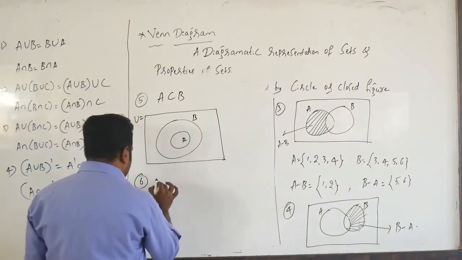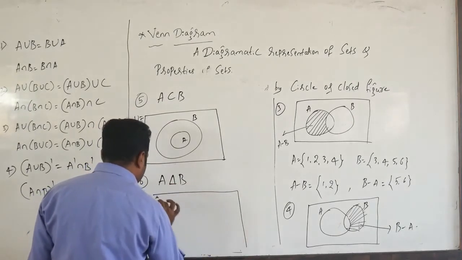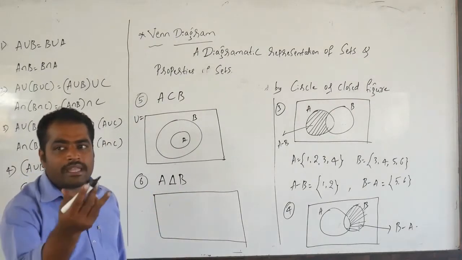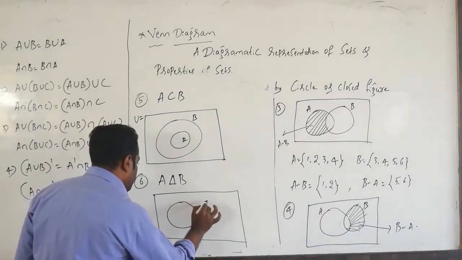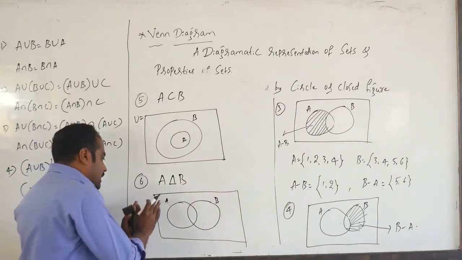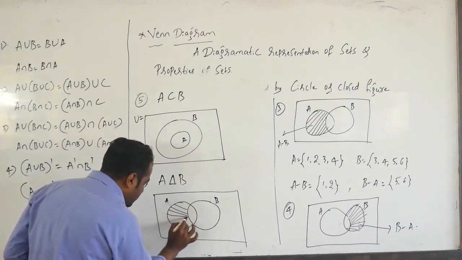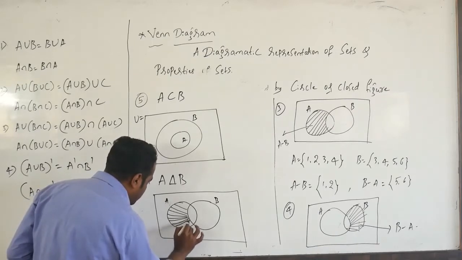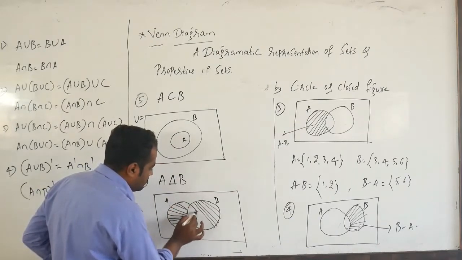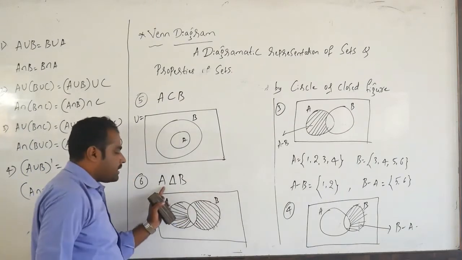Next one, symmetric difference between A and B. A symmetric B is nothing but A minus B union B minus A. Set A, set B. A symmetric B is nothing but union of A minus B and B minus A. A minus B, this shaded portion indicates A minus B. Again next, B minus A. The shaded portion indicates B minus A. That whole space indicates A symmetric B.